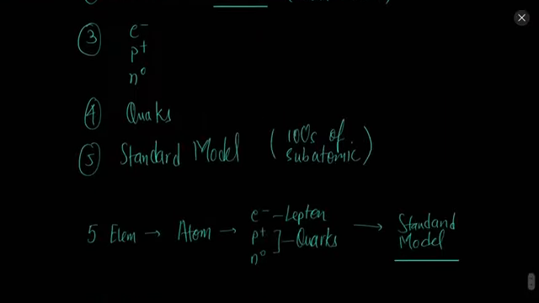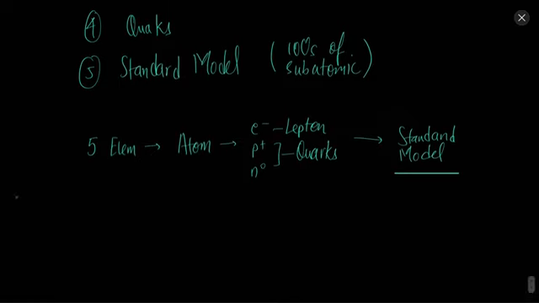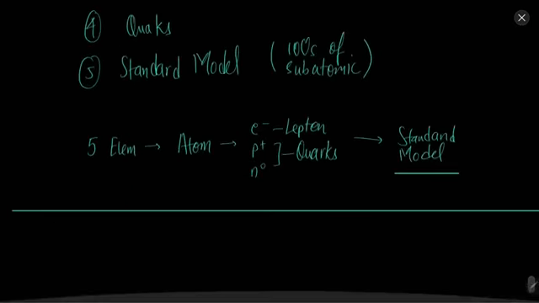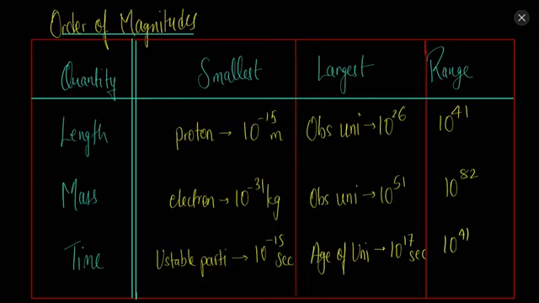Now let's end the discussion of this chapter with a few interesting data points or facts about the size or the order of magnitudes that we find in this universe. The biggest length is of the observable universe, which is around 10 to the power 26 meters, and the smallest is of a proton or an electron, which is around 10 to the power minus 15 meters. The range here is 10 to the power 41, the difference between the smallest and the biggest.